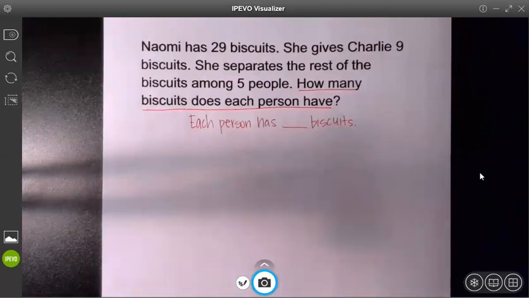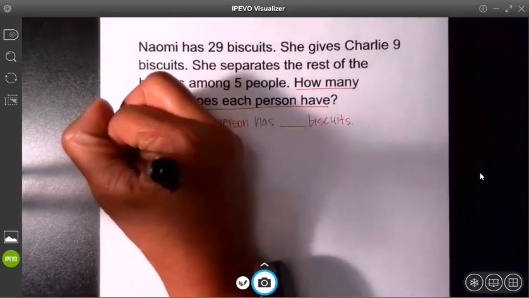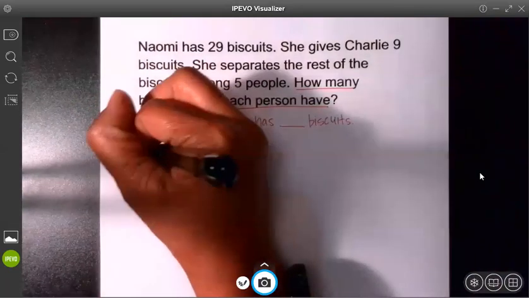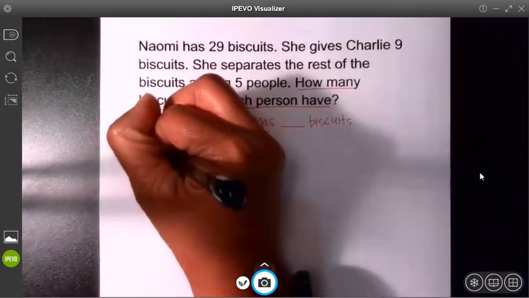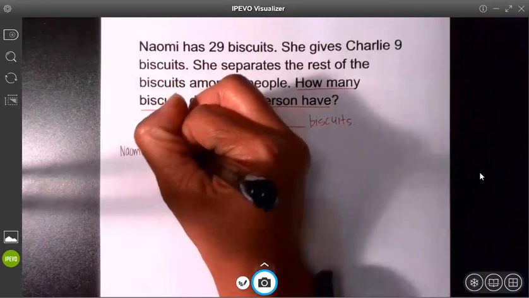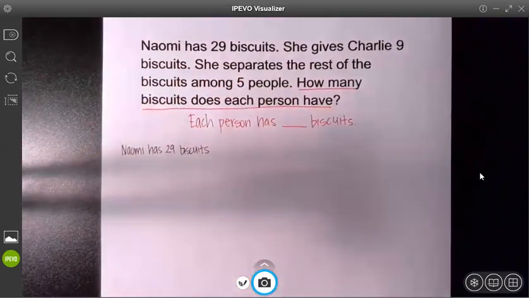So the first sentence says, Naomi has 29 biscuits. Well, the information that we know is that she has 29 biscuits. So I would actually write that as part of my list. And if you want to make it shorter, you could just put Naomi has 29. But since we are talking about biscuits, I'm just going to go ahead and include that in our list. Okay. So let's go on to the next sentence.